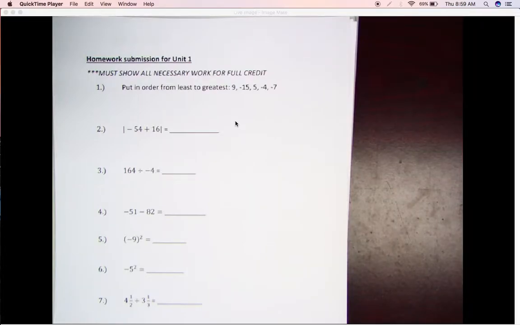What we're going to do, we're going to take a look at problem number 3. Now, problem number 3 here states that 164 divided by a negative 4. So if you remember back from your videos and the reading material, anytime we take a positive number and divide it by a negative number, our answer is going to end up negative. Okay, so might want to keep that in mind.